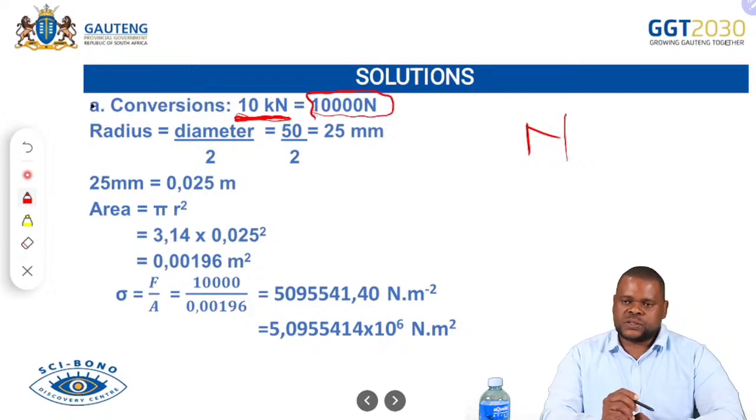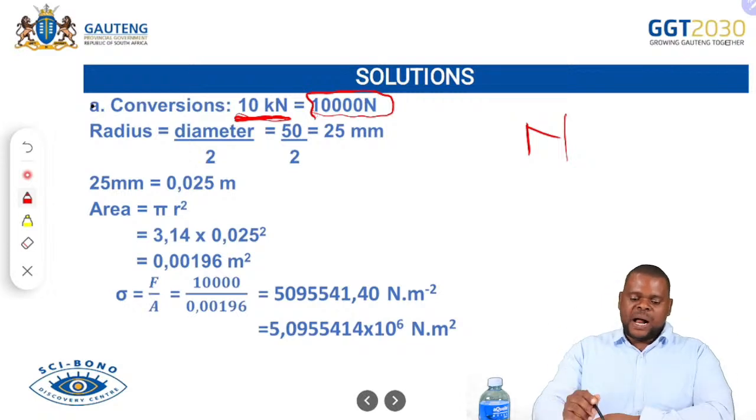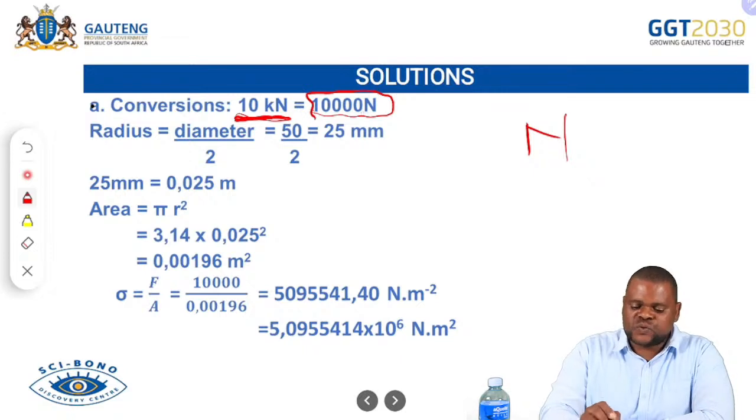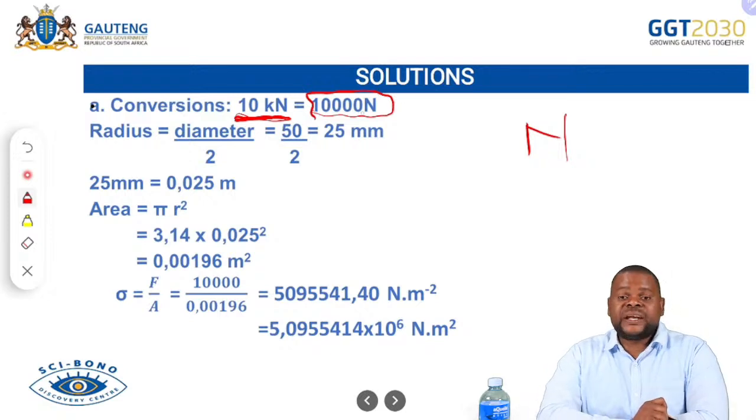10,000 newtons. Are we together? That is how we convert. We multiply that 10 by what? By 1,000. Then it gives us 10,000 newtons.